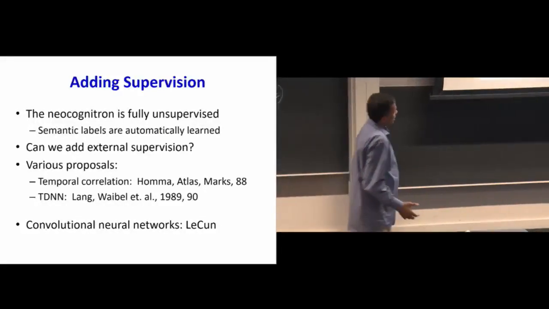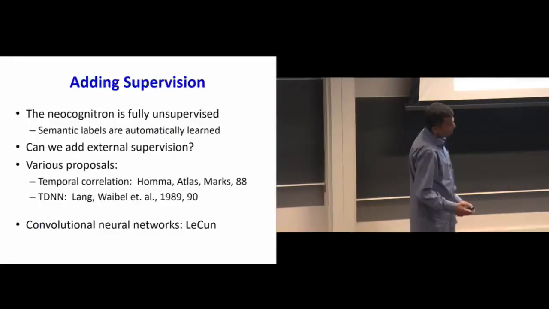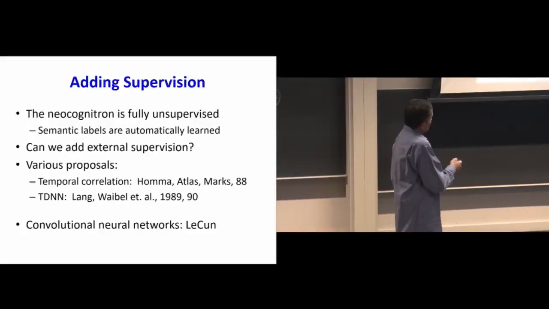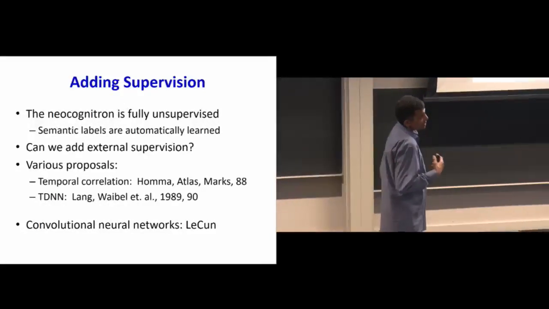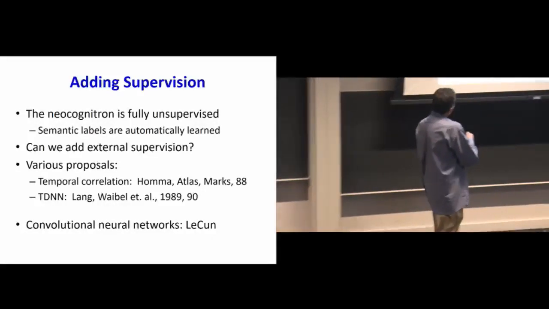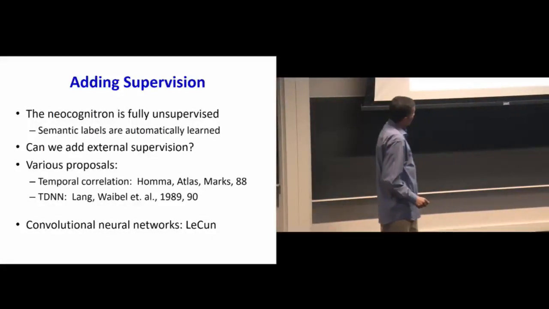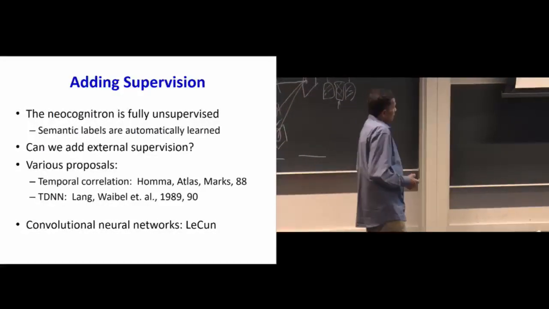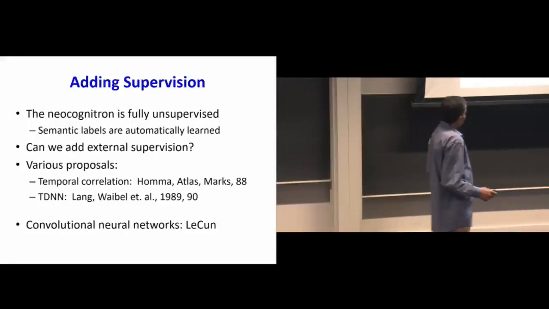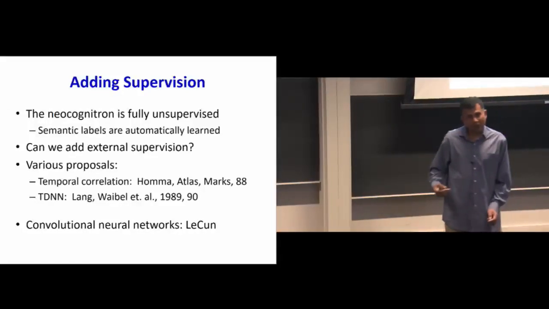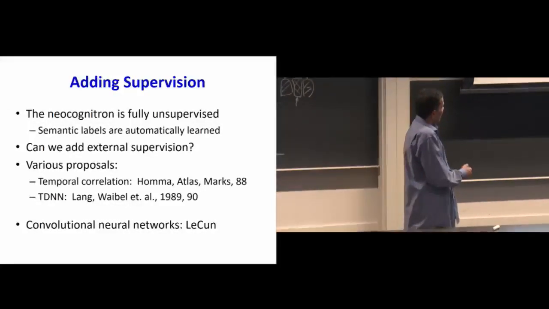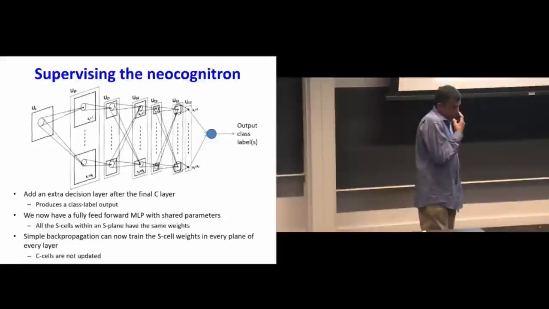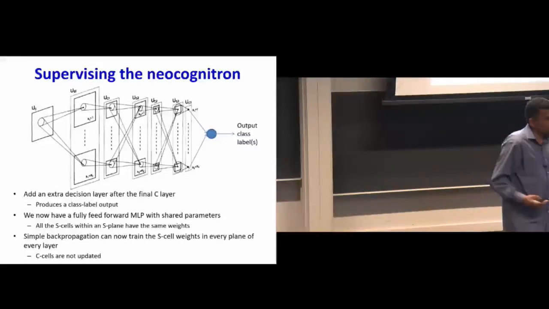And it's easy enough to just introduce supervision to this by using backpropagation. So the early models didn't have supervision, and various authors actually tried to introduce supervision to the whole process. Homer, Atlas, and Marks in 1988 proposed using temporal correlations. Kevin Lang and Alex Waibel here at CMU came up with TDNNs, time delay neural networks. All of these are variants of the same model. And at the same time, Yann LeCun at New York University came up with convolutional neural networks. All of these were basically parallel realizations of effectively the same idea.